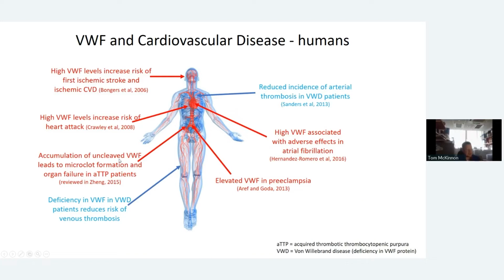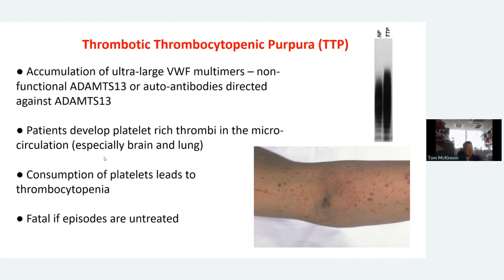We also have a disease called TTP, which I'm going to come on to in the next slide, which is directly associated with accumulation of uncleaved VWF, and this leads to microclot formation and organ failure. So TTP, or thrombotic thrombocytopenic purpura, is a result of those ultra-large VWF multimers, and this is due to either non-functional ADAMTS13. So ADAMTS13 is the enzyme that controls the multimeric size of VWF, or also antibodies directed against ADAMTS13.